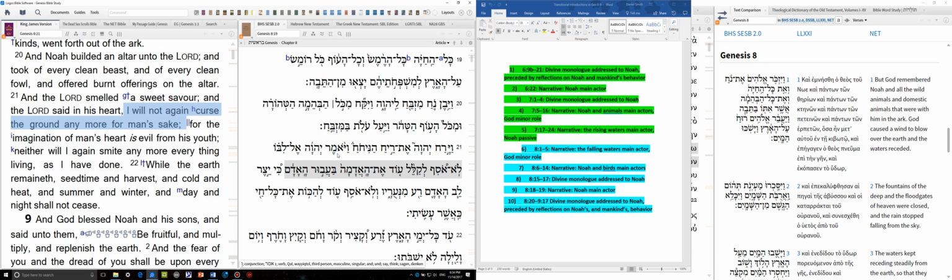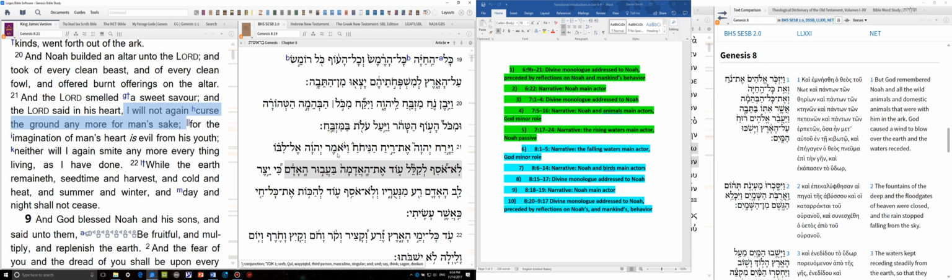And we're going to see this expounded upon in repetitive style, which is known to Hebrew writing and Hebrew narrative, as we read on into the next chapter. So he says, I will not curse the ground any more for man's sake, for the imagination of man's heart is evil from his youth, neither will I again smite. Notice that he connects the smiting of every living thing to the curse in the same sentence. And he goes on to say in verse 22, "While the earth remaineth, seed time and harvest, cold and heat, summer and winter, and day and night shall not cease."